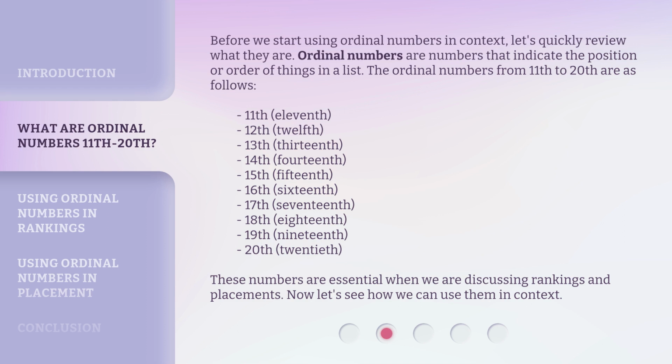The ordinal numbers from 11th to 20th are as follows: 11th, 12th, 13th, 14th, 15th, 16th, 17th, 18th, 19th, 20th. These numbers are essential when we are discussing rankings and placements. Now let's see how we can use them in context.